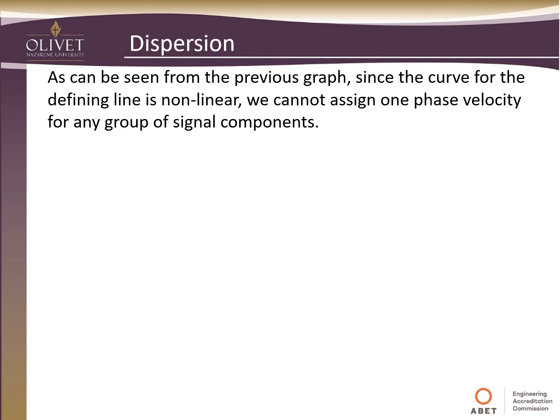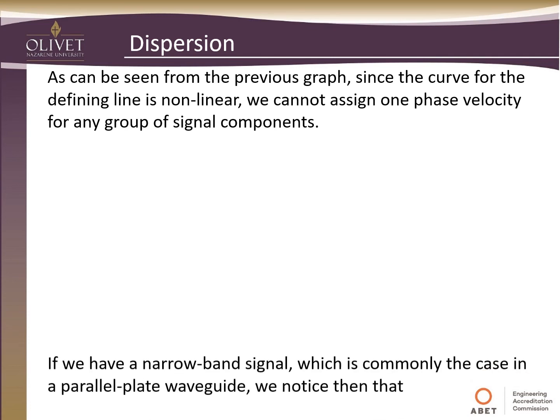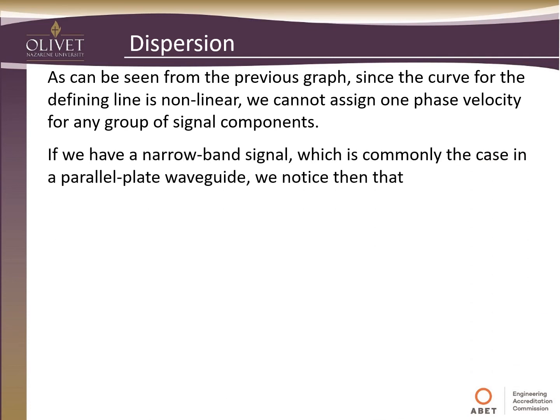So as we can see from this graph, since the curve for the defining line is nonlinear, we cannot assign one phase velocity for any group of signal components. So it's just going to make things a little bit tricky. If we have a narrow band signal, which is usually the case, we usually try to design to this, especially with a parallel plate waveguide, we notice then that our group velocity is just the difference in frequency divided by the rate of change of our phase constant.